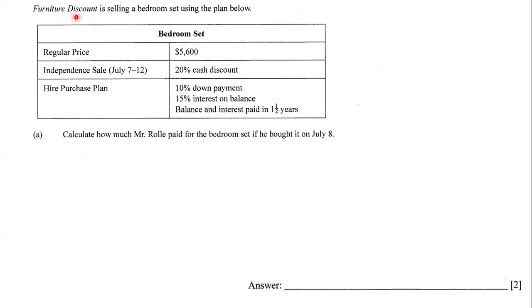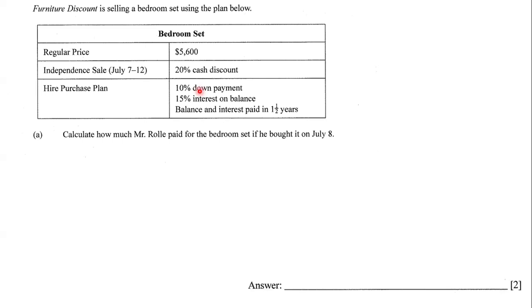Furniture Discount is selling a bedroom set using the plan below. And so here we have the bedroom set. The regular price of the bedroom set is $5,600. Now, if you purchase the bedroom set anywhere from July 7th to July 12th, you can get a 20% cash discount. Or you can purchase the bedroom set using a hire purchase plan. And the hire purchase plan is as follows.